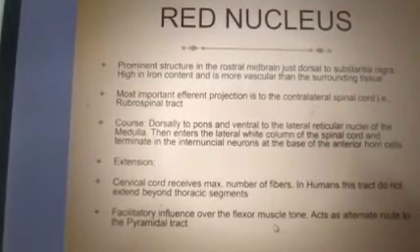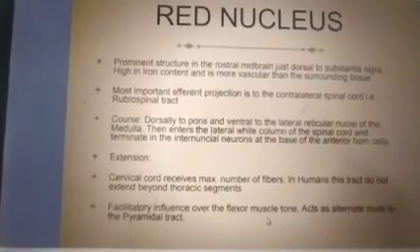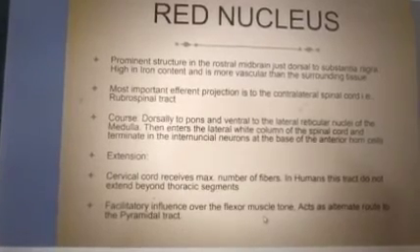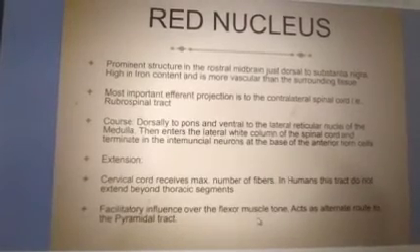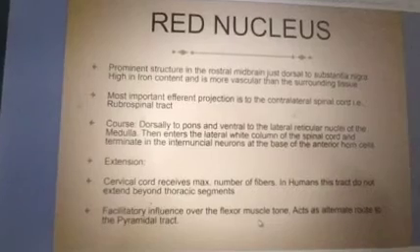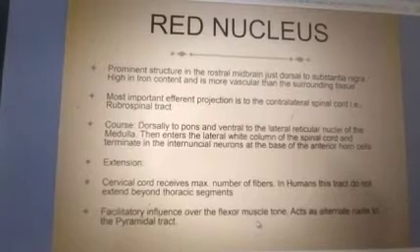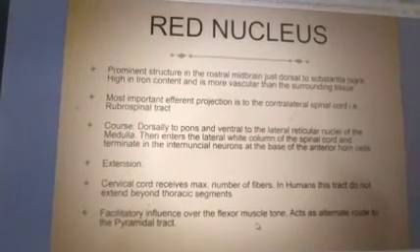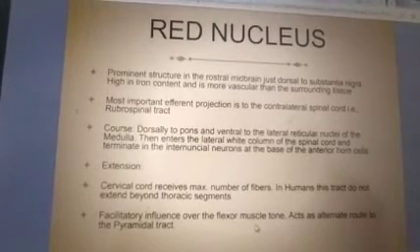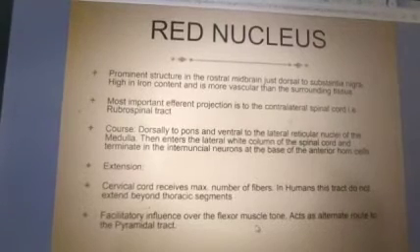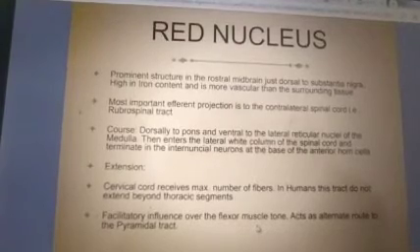If you see the anatomy of the red nucleus, it is a prominent structure in the rostral midbrain just dorsal to the substantia nigra, high in iron content and more vascular than the surrounding tissues. The most important efferent projection is to the contralateral spinal cord, that is the rubrospinal tract. The course is dorsal to the pons and ventral to the lateral reticular nuclei of the medulla, then it enters the lateral white column of the spinal cord and terminates in the internuncial neurons at the base of the anterior horn.